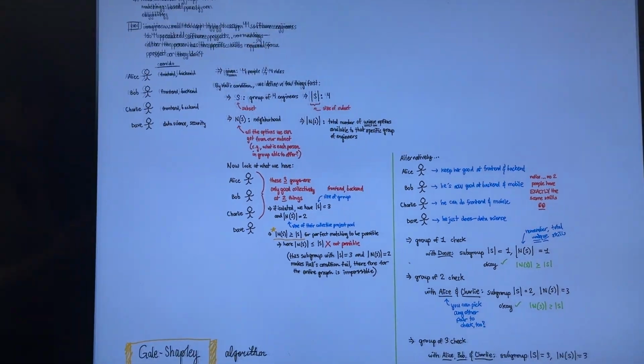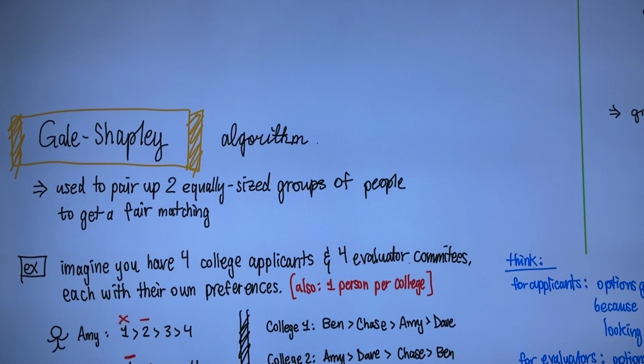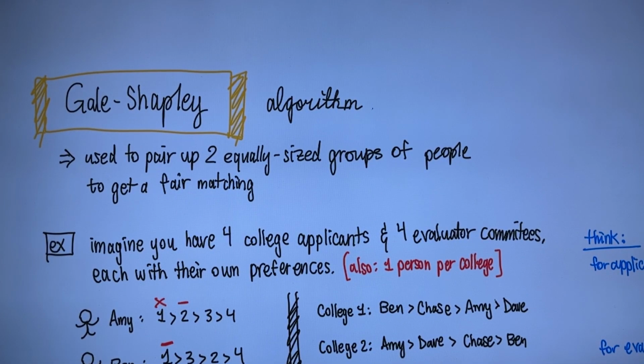So that's Hall's theorem. Now let's go into the Gale-Shapley algorithm. So Gale-Shapley is used to pair up 2 equally sized groups of people to get a fair matching.